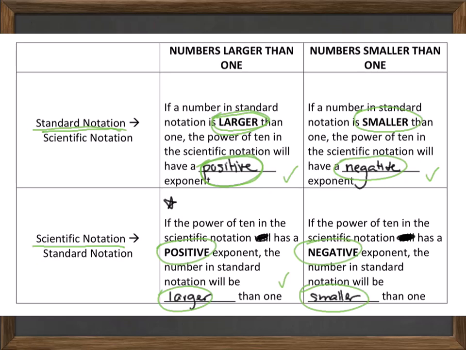So I don't think about if I'm moving it left or I'm moving it right. I'm just thinking to myself, am I trying to make this larger than 1 or smaller than 1, right? Or again, if it is already larger than 1, I better end up with a positive exponent. Conversely, if it is in standard notation already smaller than 1, then I better end up with a negative exponent.